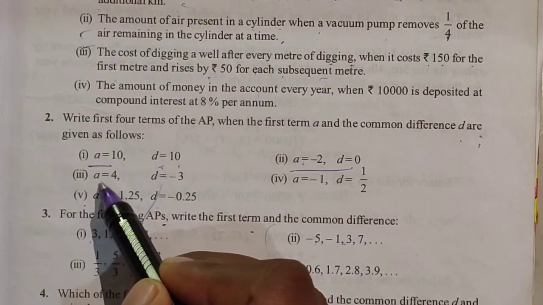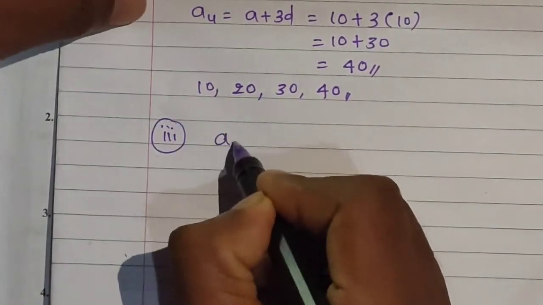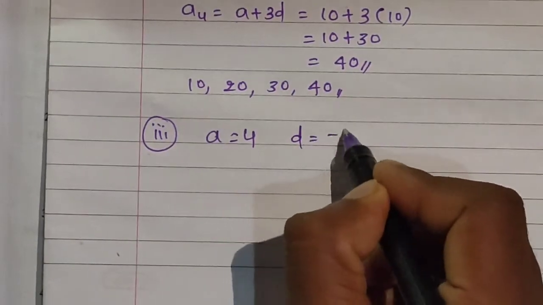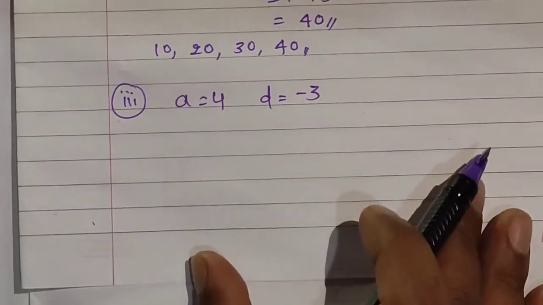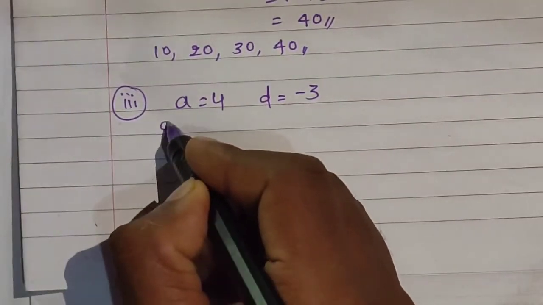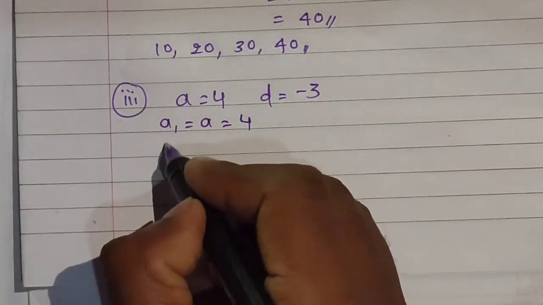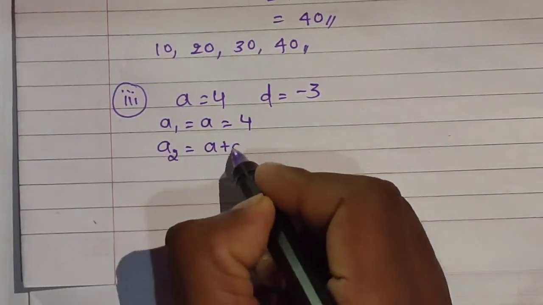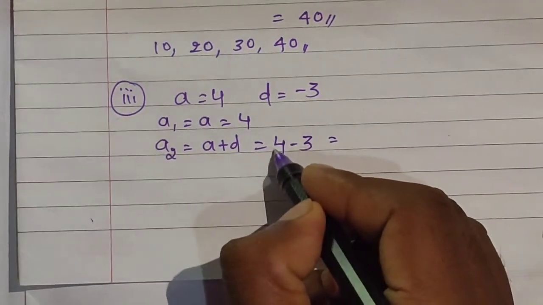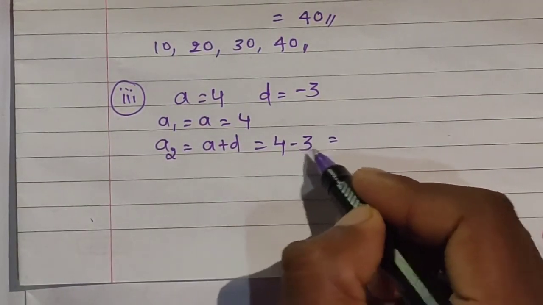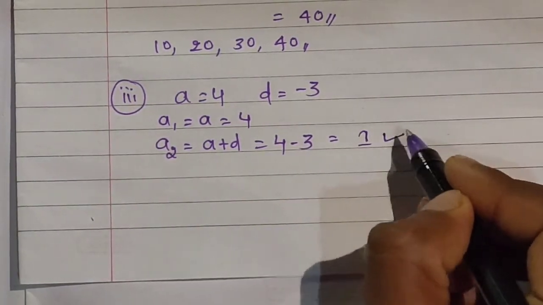In the third one they gave A value 4, D value minus 3. You can observe D value they gave is minus 3. I need to find out the first four terms of the arithmetic progression. The first term of the arithmetic progression, that is A1. A1 is always the A value they gave, 4. To calculate the second term A2, the formula is A plus D. A value they gave 4, D value they gave minus 3. One positive number, one negative number, it means subtraction. 4 minus 3, answer is 1. Bigger number is 4, it has plus, so plus 1 only. It is the second term, and that is the first term.